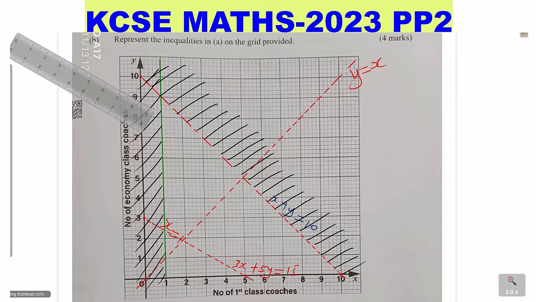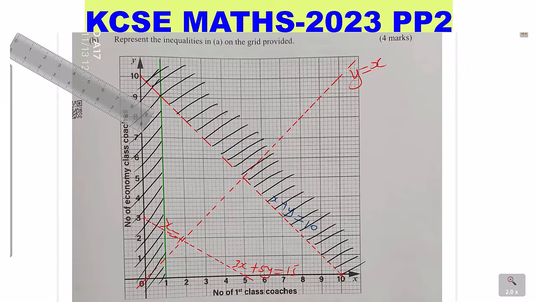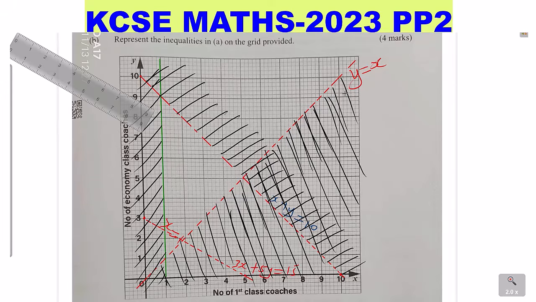Since I've picked that point on this side of the line, that is (5, 2), and it has failed to satisfy the inequality when I substituted, as you can see, then we shade that side, the unwanted side. So let me shade these. We shade the unwanted side like that. We shade everything here to avoid confusion, the whole of that side should be shaded.